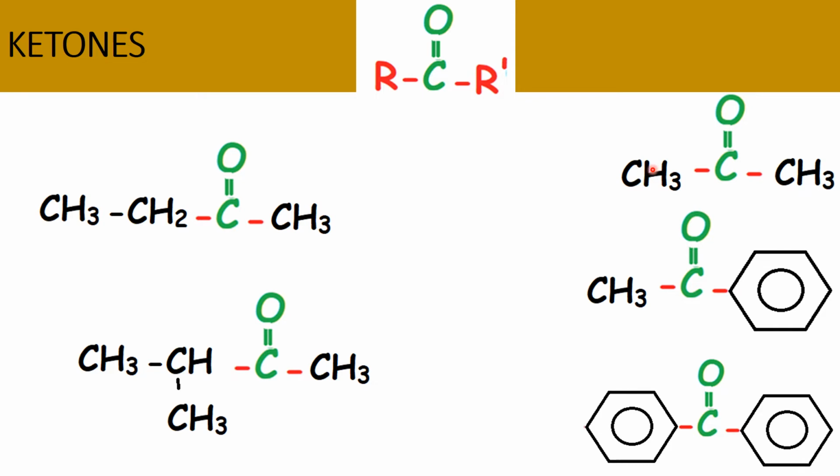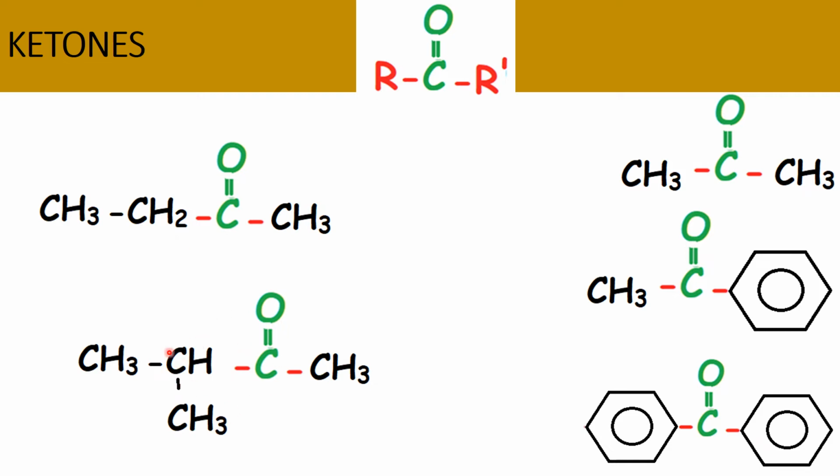The IUPAC naming of the compound CH3COCH3, that is acetone in common name. Its IUPAC name is propanone because it contains 1, 2, 3 carbon atoms in the main chain, so it is propanone. Here you can see CH3CH2COCH3, that is butanone. If it contains 5 carbon atoms, it will be called pentanone.